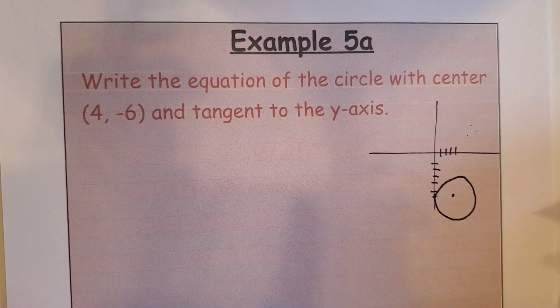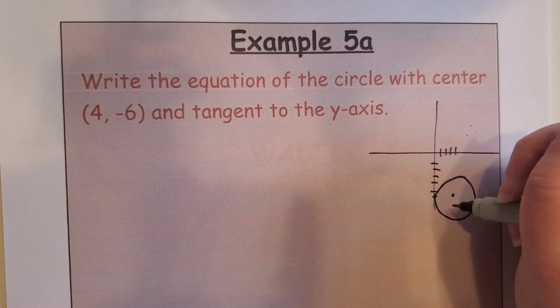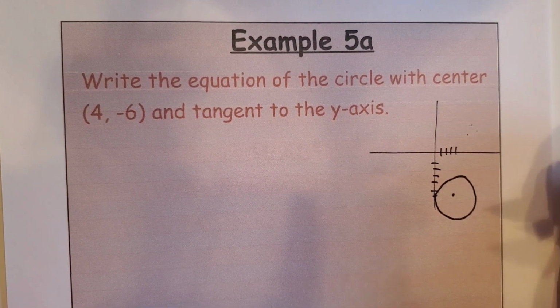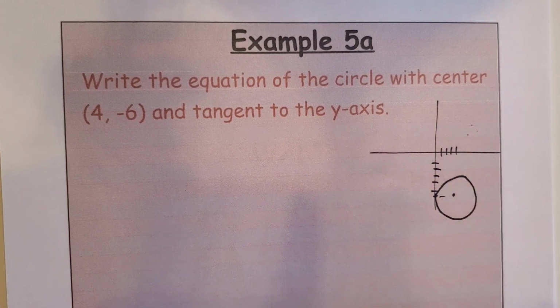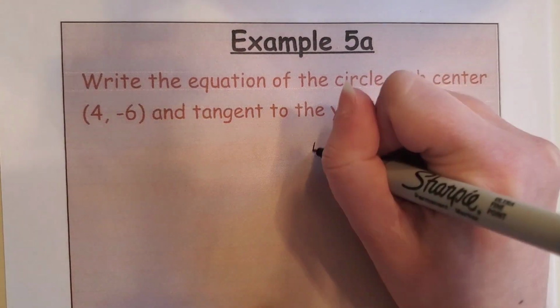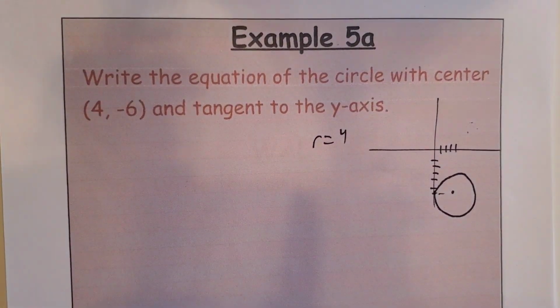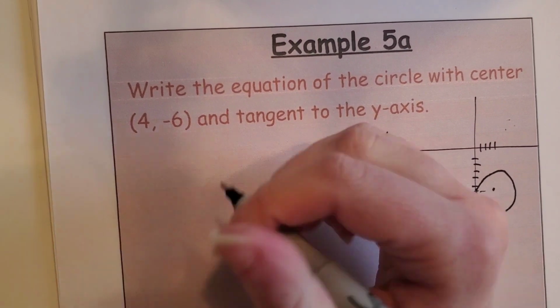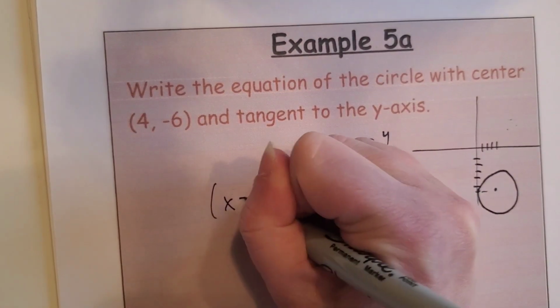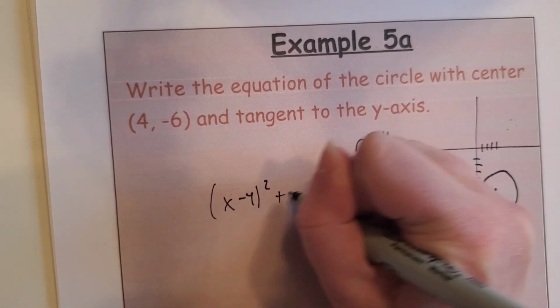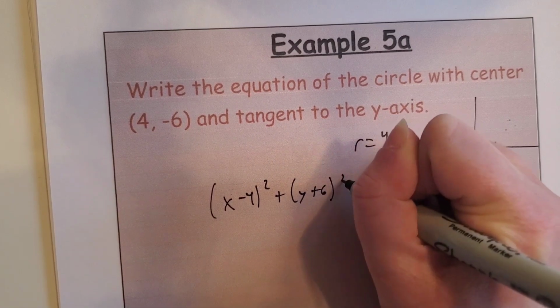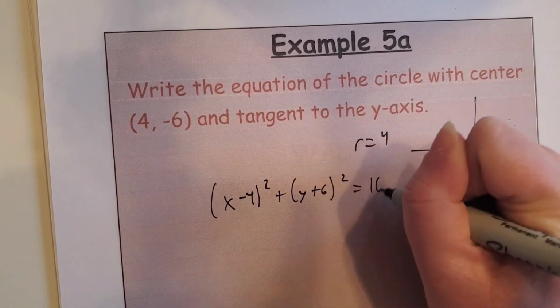But again, because you have a visual representation and you can go horizontally, you don't need to do a crazy distance formula. You can just count 1, 2, 3, 4. So your radius is going to be 4. So (x - 4)² + (y + 6)² = 4², which is 16.